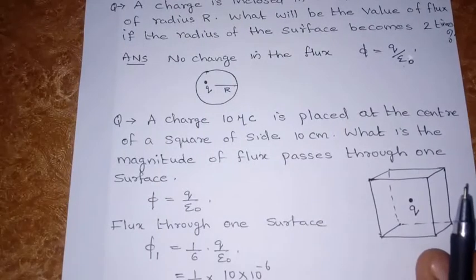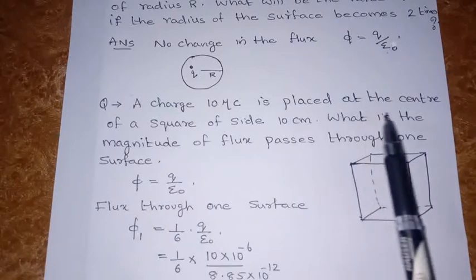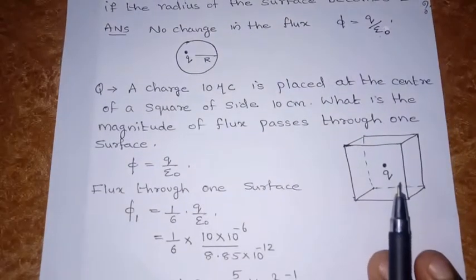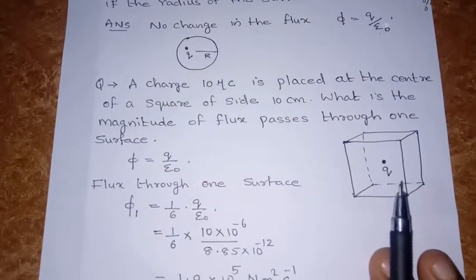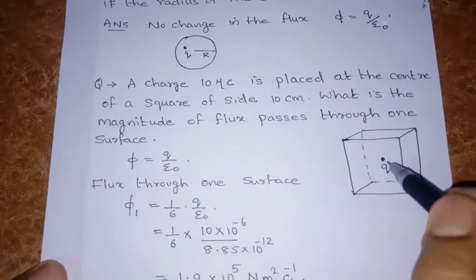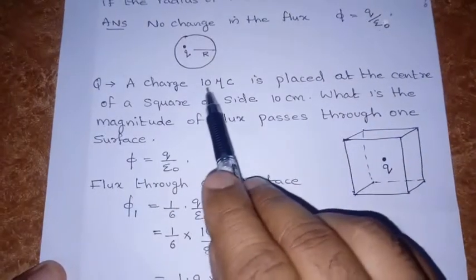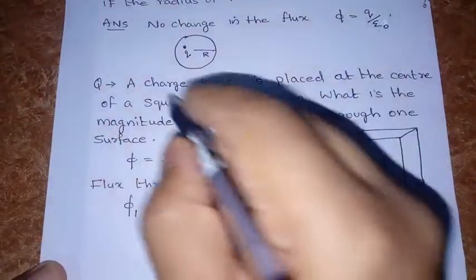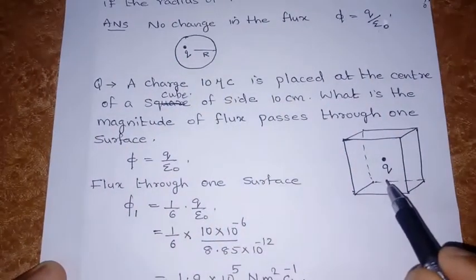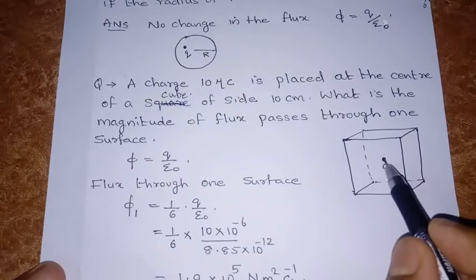The next question you can read like this. A charge 10 microcoulomb is placed at the center of a square of side 10 centimeter. What is the magnitude of the flux passes through one surface? So this is the square, side of the square is 10 centimeter, and a charge is placed inside. This is a cube actually, not a square, sorry, this is a cube. So this is that cube, side of that cube is 10 centimeter, a charge Q is enclosed.